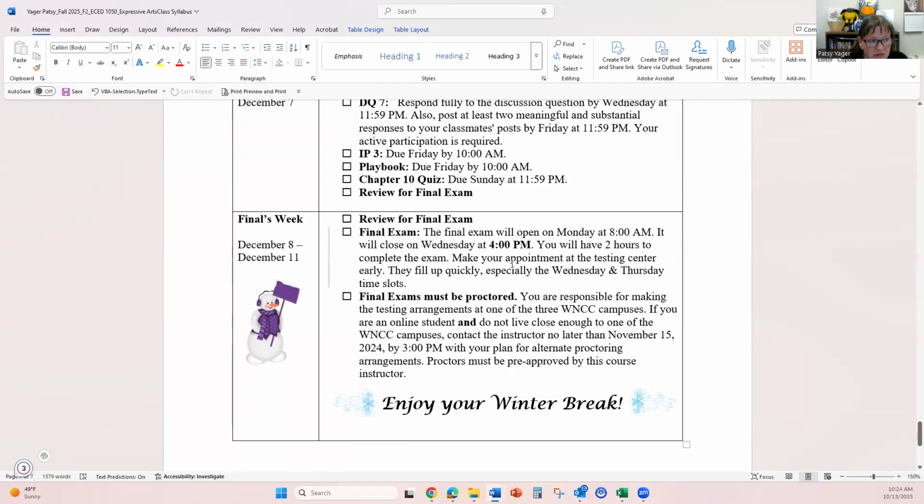for online students, the final exam window will be open Monday at 8, and it will close Wednesday at 4. So you have to have your appointment sometime between those days. It does close Wednesday at 4, so you have to have it done by then. The latest you'll be able to make your appointment at the testing center would be 2 that day to have the full 2 hours to complete your exam.